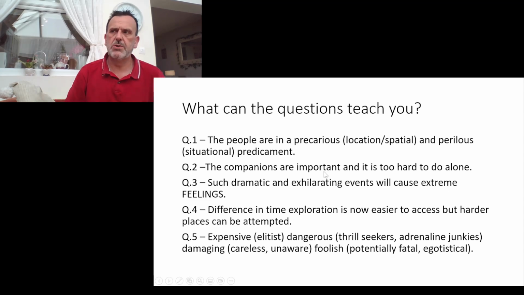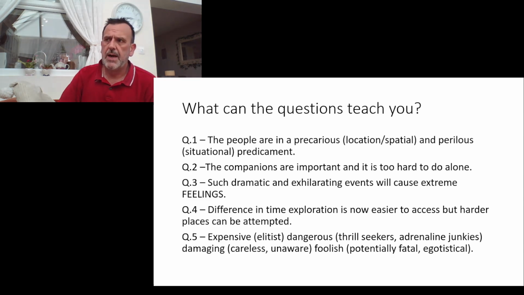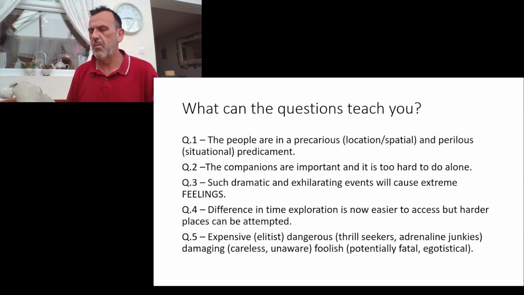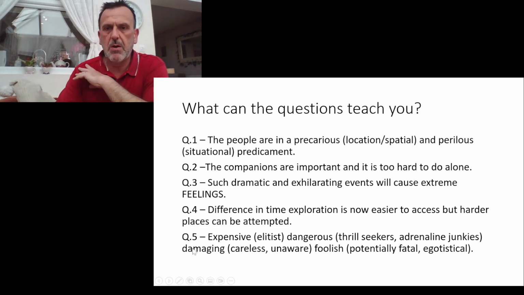So what can it teach you? The people in a precarious situation, and it's about location. It's that spatial awareness of where they are is dangerous, and it's also perilous, the situational experience they're having. So their predicament is perilous. So you've got location and situational, so where they are and what's happened to them there. The companions are important. It's implying it's hard to do alone.